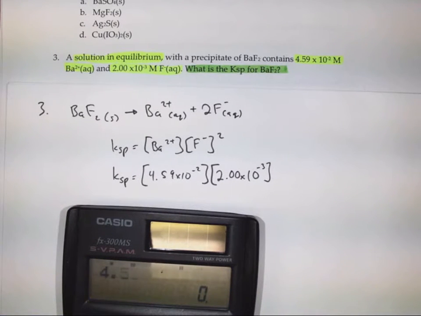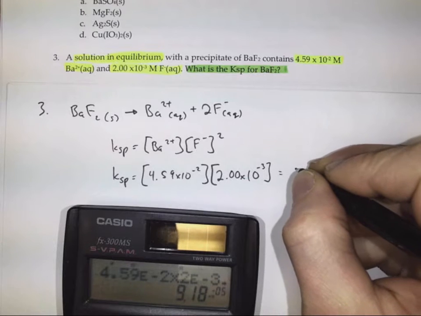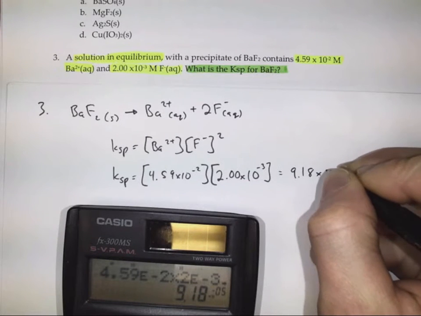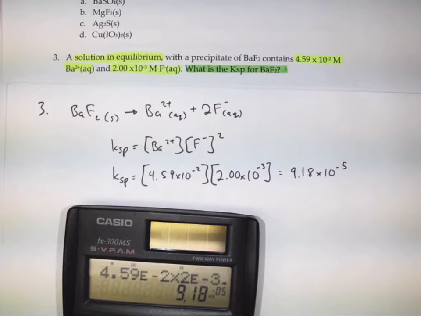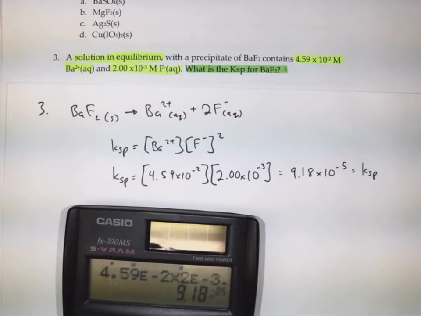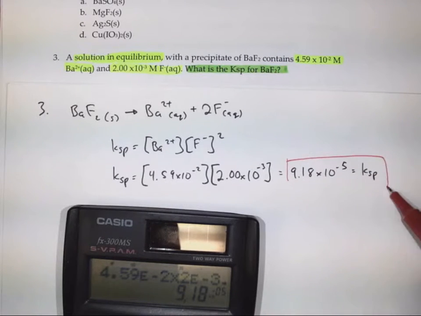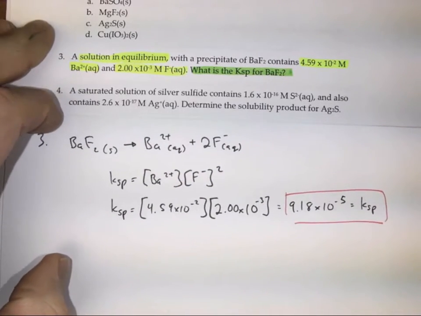All right, 4.59 to the power of negative 2 times 2 to the power of negative 3. And that all gives us 9.18 times 10 to the negative 5. And that is our Ksp. I'll put a little box around that. That's not so bad. All right.